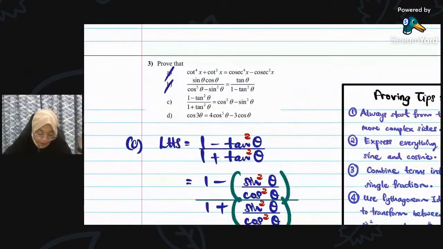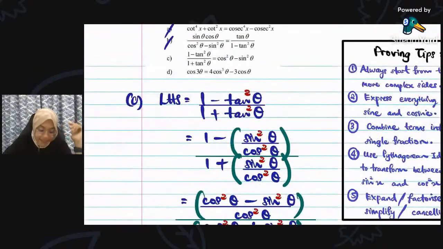Let me go to the part C. Question C. I hope I'm not being too fast. Am I too fast? I'm not, right? Tolong komen kalau saya laju ke saya okay je.